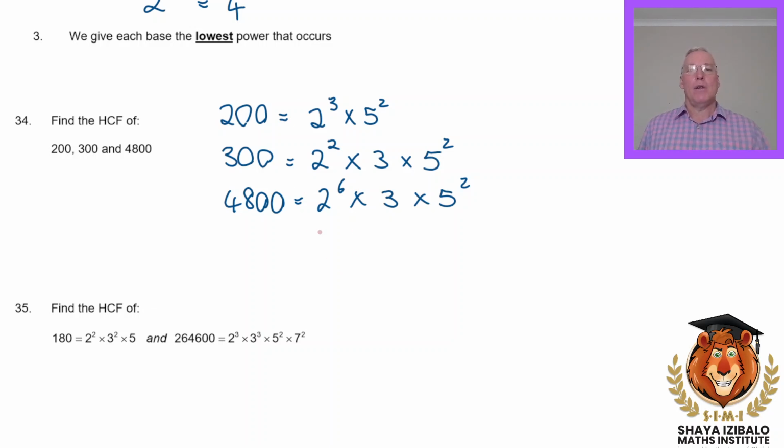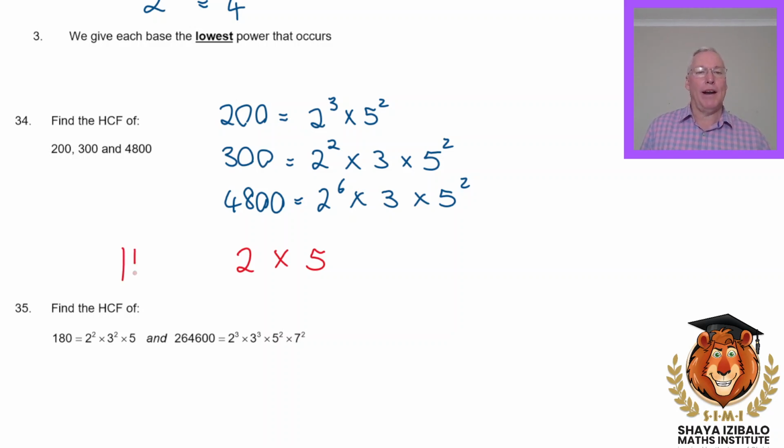Okay, what bases are common to all three numbers? Yeah, that's right. 2 is and 5 is. We could not have a number which has a prime factor of 3 in it as the highest common factor, because it would not divide. We can see that 3 is not going to divide into that number. 2 will divide into that number, and so will 5.